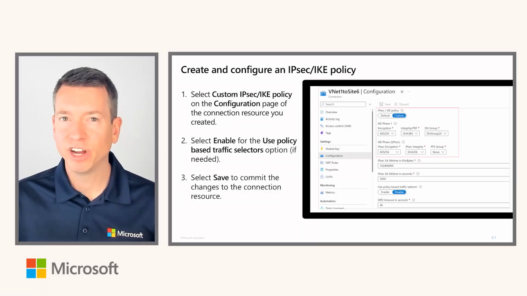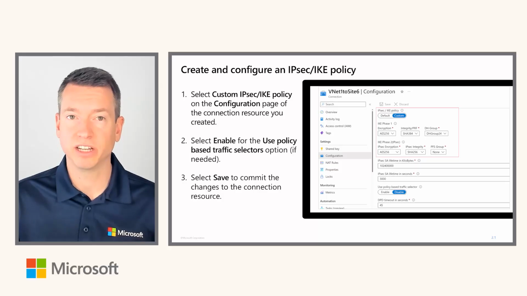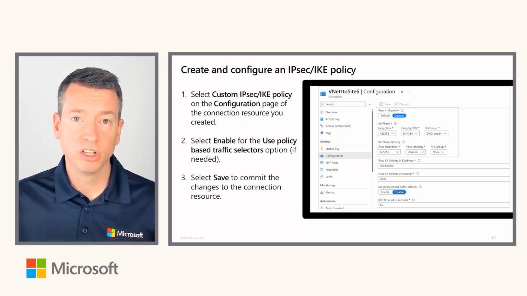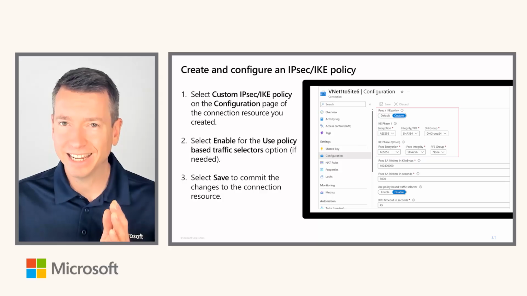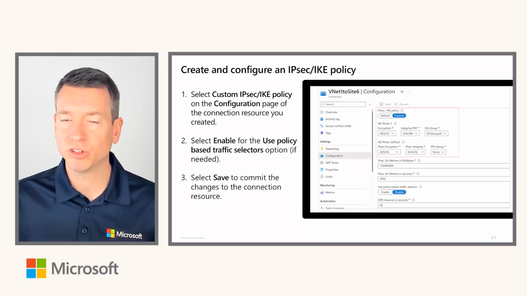To create and configure an IPsec/IKE policy, you create a connection resource in Azure. Once you specify an IPsec/IKE policy on a connection, make sure that the on-premises VPN device for the connection uses or accepts the exact policy combination. Otherwise, the site-to-site VPN tunnel will not establish.